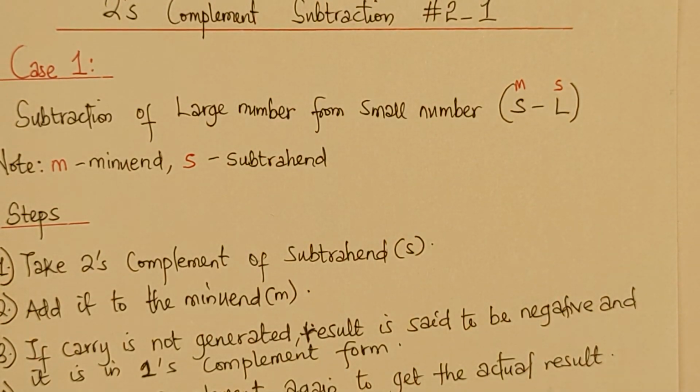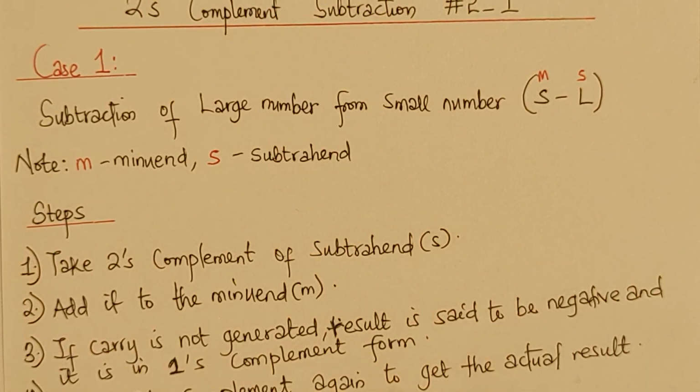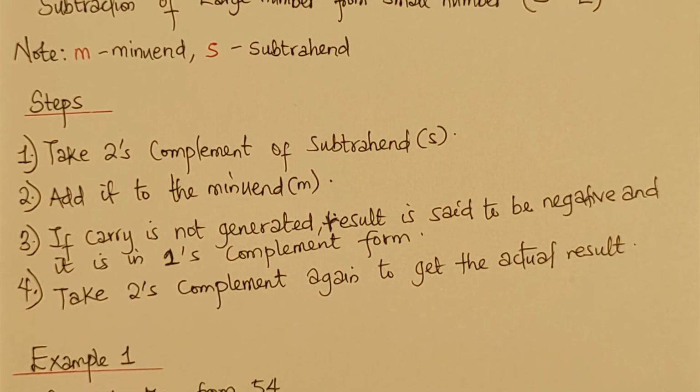And then we move further to consider: if carry is not generated, then the result is said to be negative and is in its second complement form. And lastly, which is step 4, we'll take the second complement again to get the actual result. Now, for you to better understand this, let me treat an example.